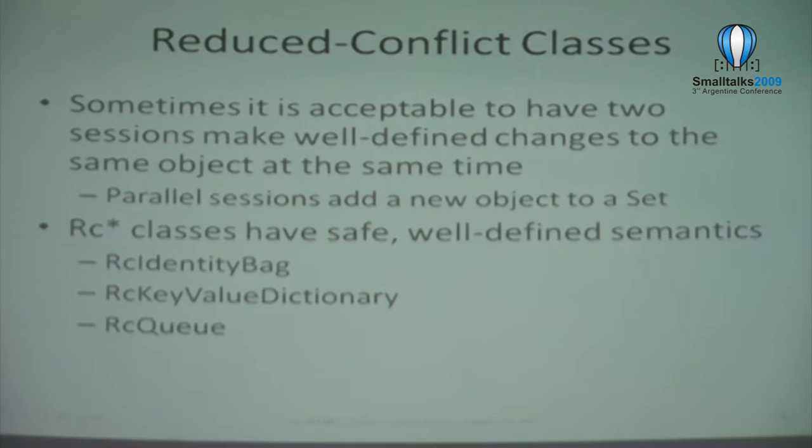We have something called an RC queue, where multiple sessions can add objects to the queue, and then one session can take items out of the queue, and they'll come off in order. RC counter: multiple sessions can increase or decrease a counter, and while the current value might not reflect all the changes, in the end, once everybody's committed and logged out, the counter will have the correct value in it, the updated value that's consistent with all the modifications that have been made.